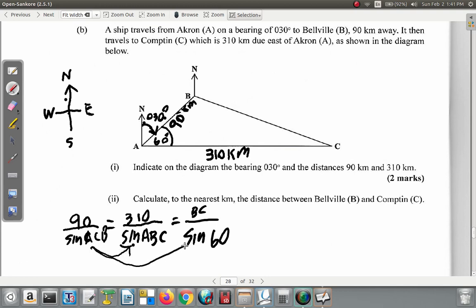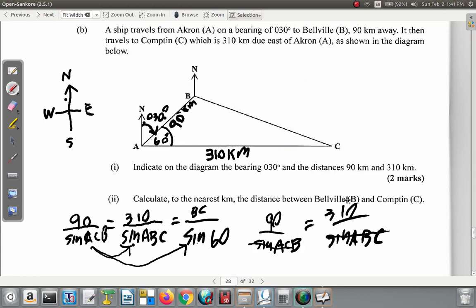Let's put this and this together. Well, you don't know what BC is, even though you have the angle. So you cannot put this with either of these. That means you cannot work out 90 over sine ACB equals 310 over sine ABC, because you don't know the angle ACB, nor ABC. You would have two unknowns.